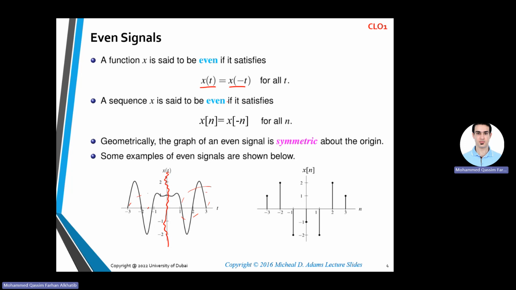A typical example of an even signal is the cosine. For example, x of t equals cosine pi t. So let's apply at t equals 1. You have cosine of pi. How much? 1 or negative 1?